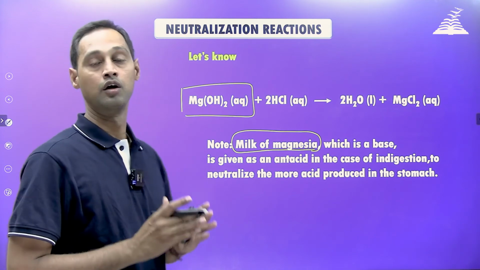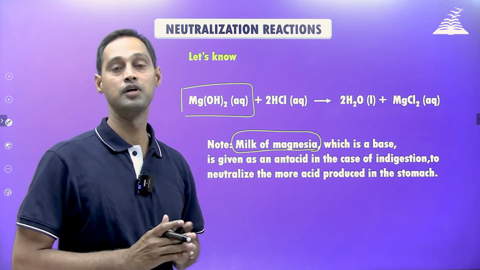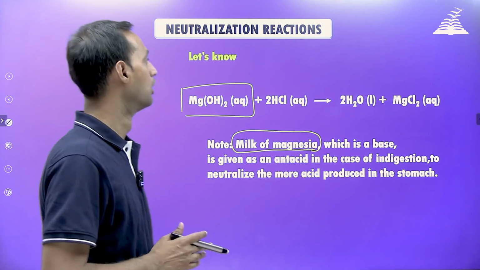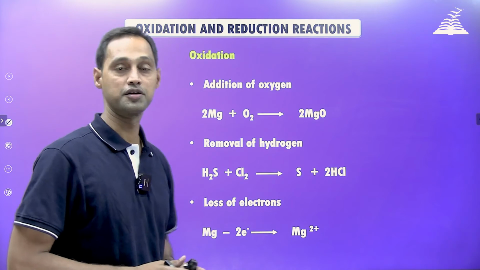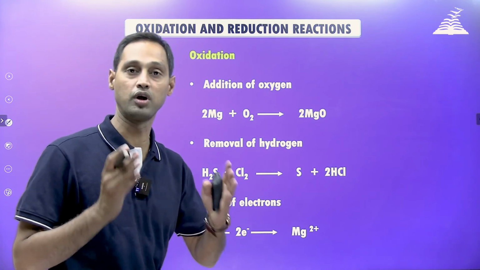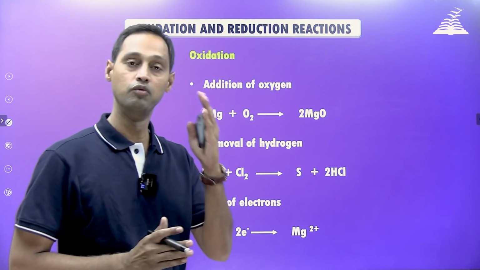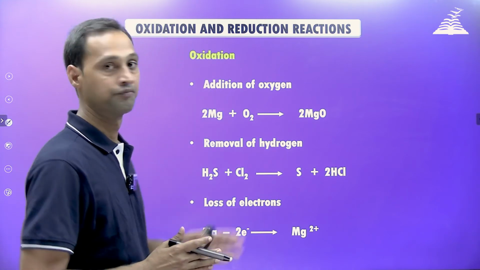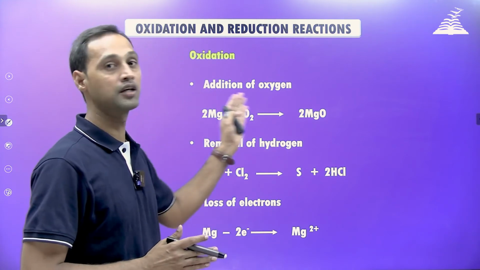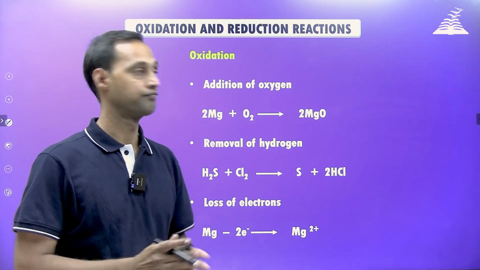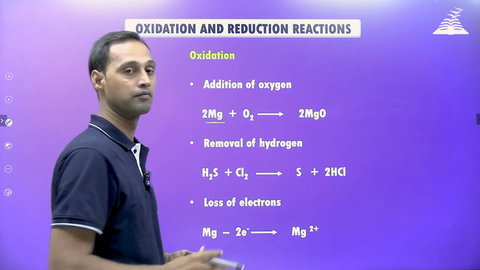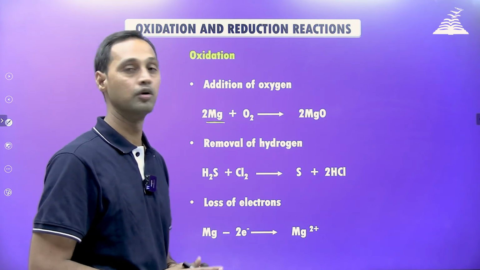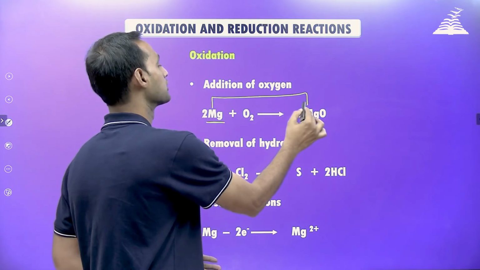Now we are done with the neutralization reactions, and we are moving to oxidation-reduction reactions. First of all, we'll start with oxidation. We'll try to understand what oxidation is, and look at a few examples of oxidation reactions. Oxidation, the definition: addition of oxygen to a substance. See, magnesium reacting with oxygen forms magnesium oxide. So, magnesium to magnesium oxide.